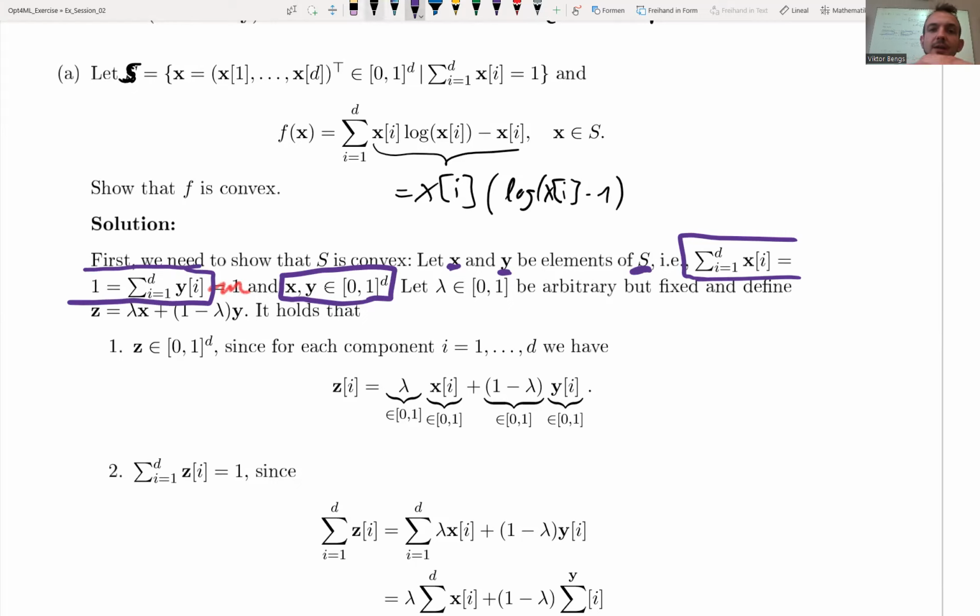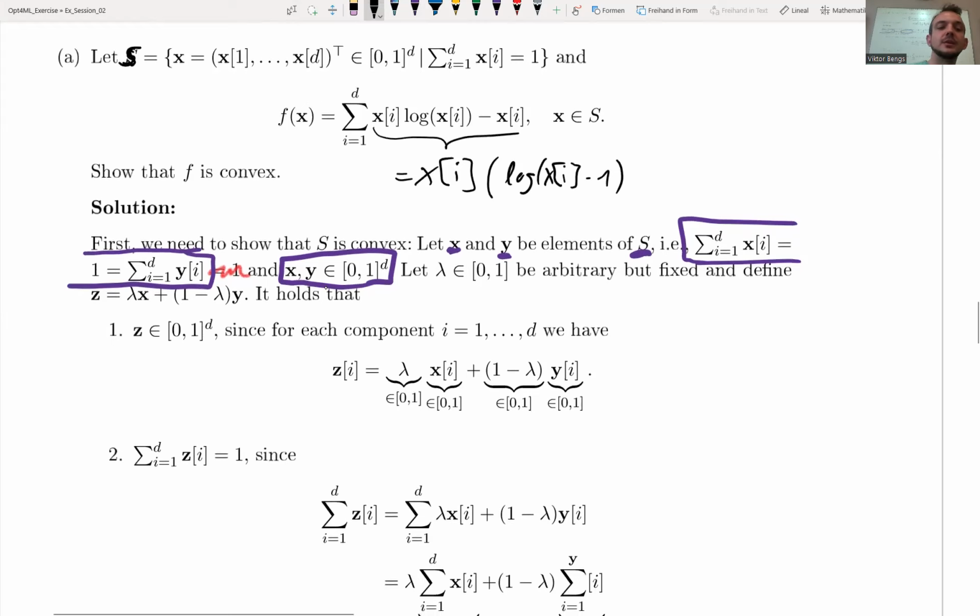And now let's pick an arbitrary lambda between 0 and 1, and let's use the shorthand notation z for their convex combination with the weights lambda and 1 minus lambda. All we need to show to verify convexity is that z is always, again, an element of S, because this is what convexity of a set means. You take any two elements, and their convex combination still stays in the set.